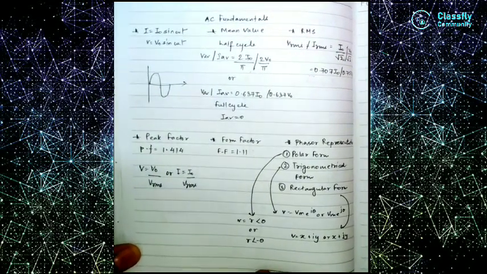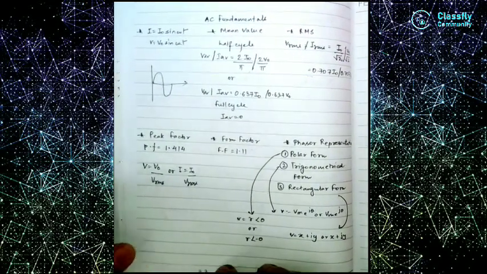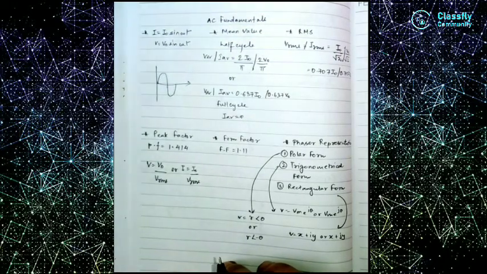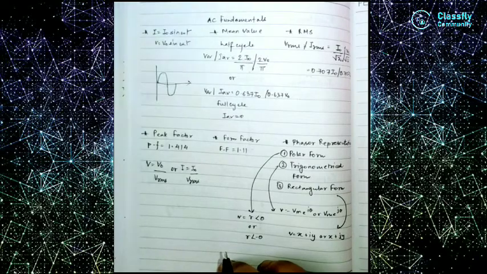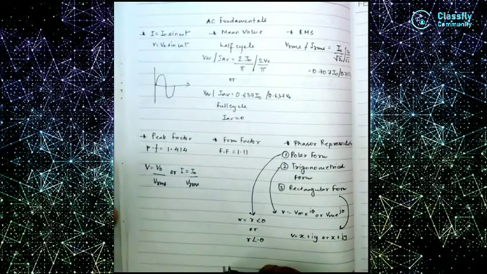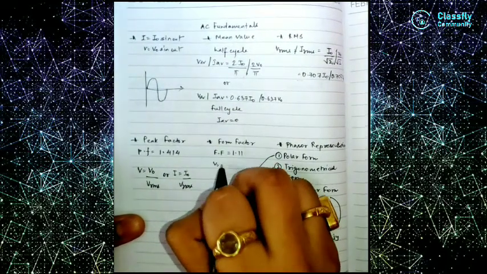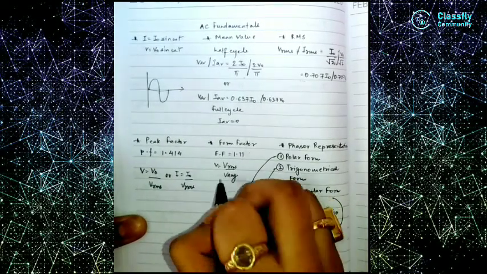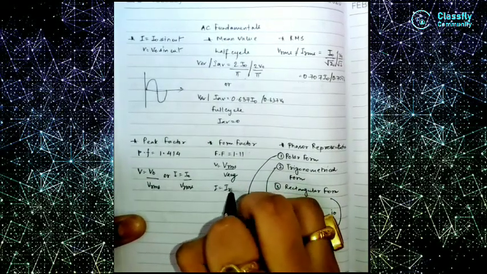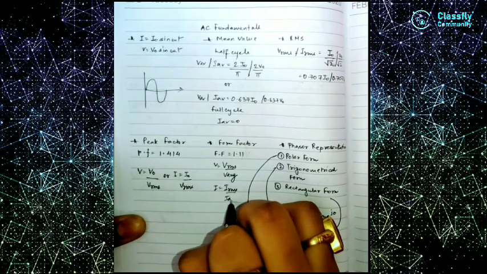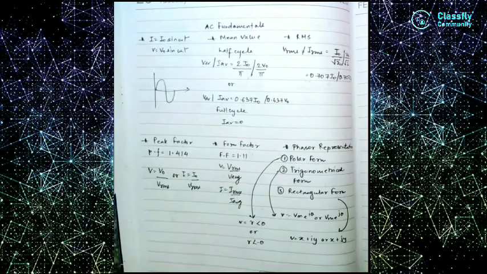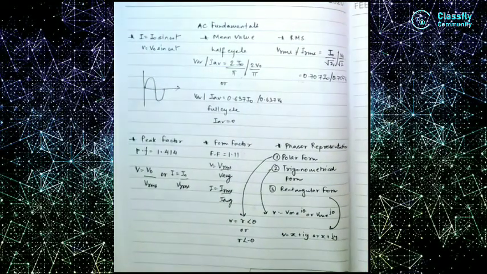Similarly, for form factor, yes, you are correct. The form factor is the ratio between the RMS and the average. That means the RMS value by the average value. So if we take V, it will be V RMS by V average. Similarly for I, it will be I RMS by I average. Whenever we solve it, we get 1.11 as the form factor.